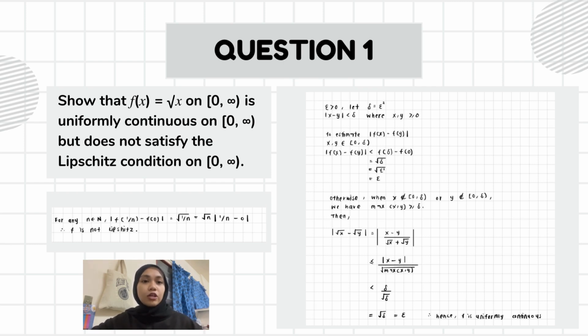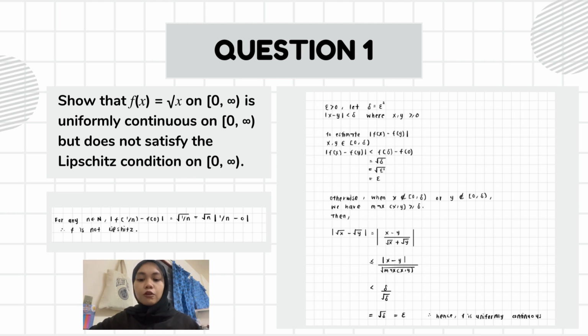Otherwise, when x is not an element of [0, delta) or y is not an element of [0, delta), we will have the maximum of x and y is more than or equal to delta. Then the modulus of square root x minus square root y equals the modulus of x minus y over square root x plus square root y, which is less than or equal to the modulus of x minus y over the square root of the maximum of x and y. It will be less than delta over square root delta, and then we get square root delta equal to epsilon. Hence f is uniformly continuous.